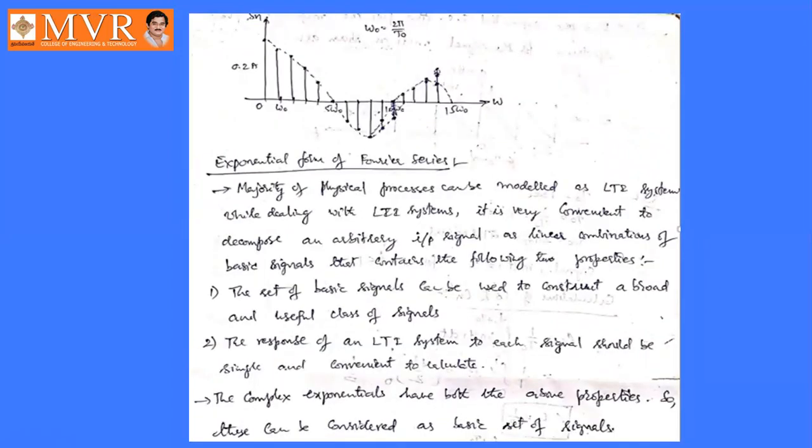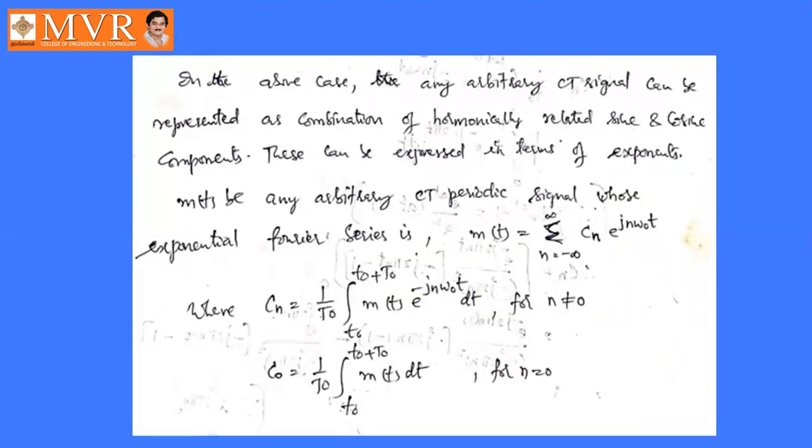Next, exponential form of Fourier series. In the exponential form of Fourier series, the signal is represented as a linear combination of basic signals. Here the basic signals are sine and cosine signals, right? So the exponential Fourier series is represented by m of t equal to sigma n equal to minus infinity to infinity cn into e power plus j n omega naught t. Here cn is nothing but the exponential Fourier coefficient, that is 1 by t naught into integral t naught to t naught plus t naught m of t into e power minus j n omega naught t dt for n not equal to 0.